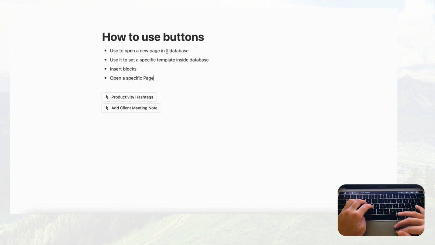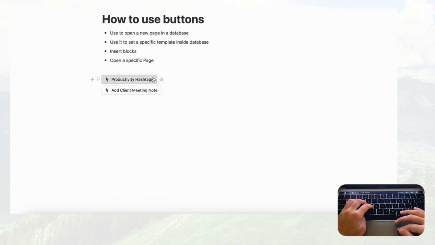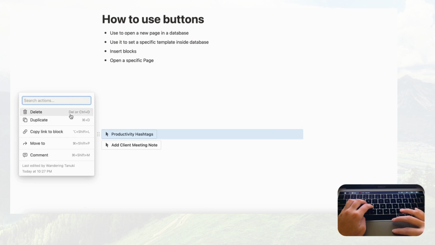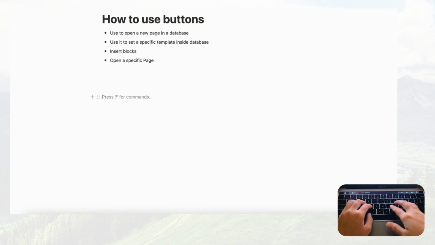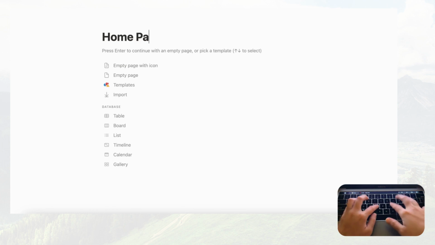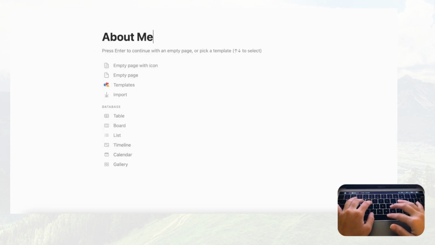And finally, another way to use buttons is actually to kind of use it as a navigation tool. So for that, we're going to show you by creating 2 pages. So let's delete these for now. And let's say you have a home page. So /page. And you're going to call this home page. And then inside the home page, you have /page. Let's say this is about me. And then you write about me.